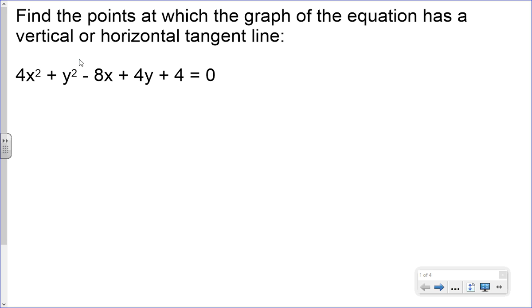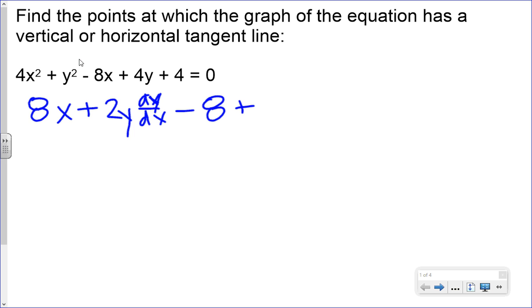This is an implicit equation because of all of the y's that we have. So we're going to take an implicit derivative. So the derivative of 4x squared is 8x. The derivative of y squared is 2y dy/dx because we are taking the derivative with respect to x, minus the derivative of 8x plus the derivative of 4y, so 4 dy/dx, plus the derivative of 4, which is 0, equals the derivative of 0, which is 0.